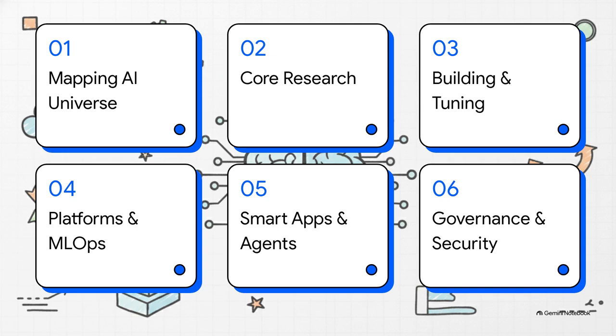First, mapping the AI universe. Then, core research and foundations. Third, building and tuning models. Fourth, platforms and ML ops. Fifth, smart applications and agents. And finally, governance, security, and regulation.